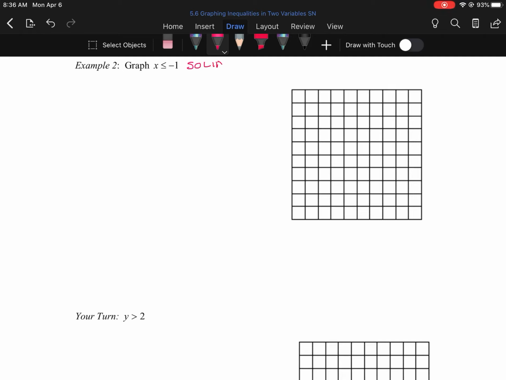All right, I'm going to remember this time. As soon as I see this, I don't care what it looks like, I see that equal sign, so this is going to be a solid line. All right, so now we have x is less than or equal to -1. So if I were to make that an equation, it would be x equals -1.